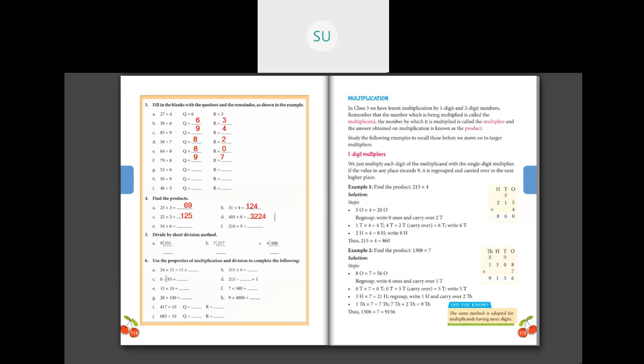Okay, E and F again you all do for homework. Now, fifth question A1. Here they have told divide by short method. So I hope you'll remember how to do that.